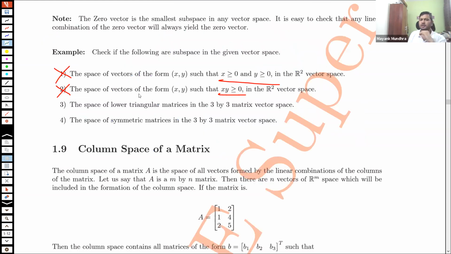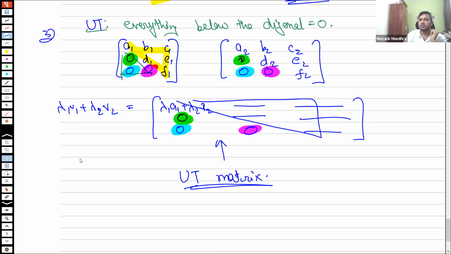Okay, so similar logic will hold for lower triangular matrices. So this is going to be a subspace. And finally, symmetric matrices in 3 cross 3 space. So how do I define symmetric matrices?